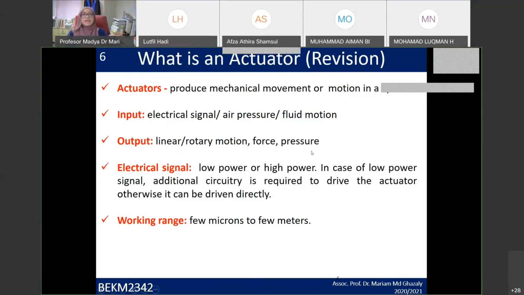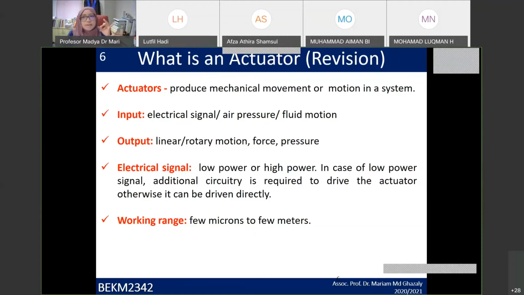Okay, what is an actuator? So this is a revision from last week. An actuator is something that produces mechanical movement or motion. The input is normally either an electrical signal, air pressure, or fluid motion. When we talk about input types into the actuator, it is normally a pneumatic actuator, hydraulic actuator, or electrical actuator.